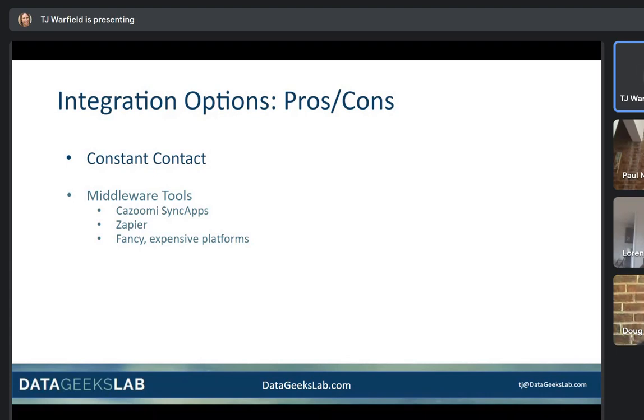Constant Contact doesn't have its own integration, so you're reliant on third-party middleware tools like Cazoomi. Zapier is also an option. And then, of course, there's the big, expensive, fancy tools that most nonprofits can't afford. You've got MuleSoft, Workato, Boomi. Those are also an option.